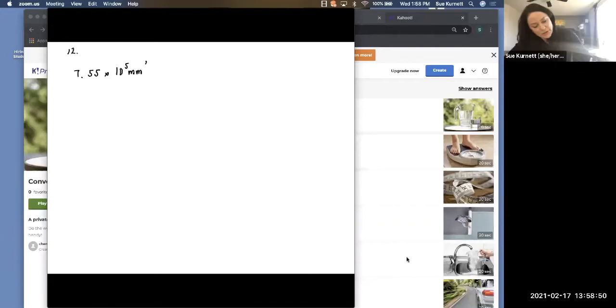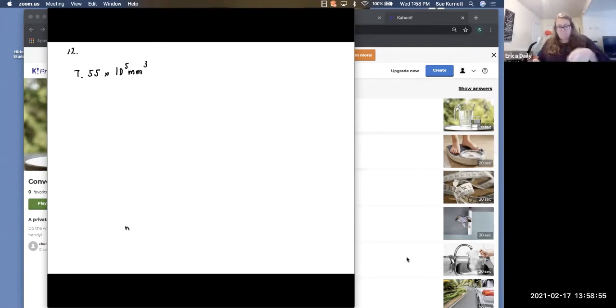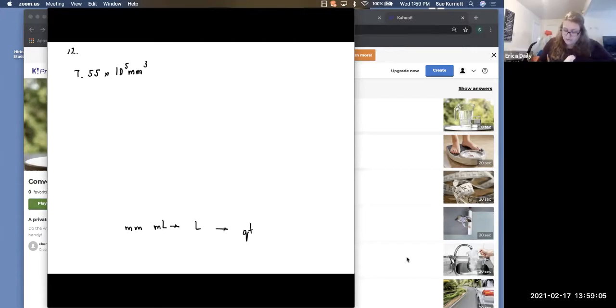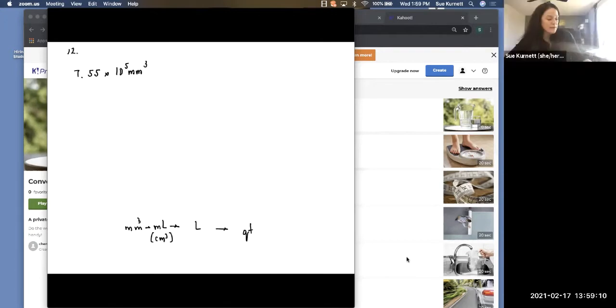So millimeters cubed is a length cubed, that's a volume. And we're headed to quarts, which is also a volume. And the way we get to quarts is through liters, and liters through milliliters. Milliliters, which are the same as cubic centimeters. So I just have to get from millimeters cubed to centimeters cubed.